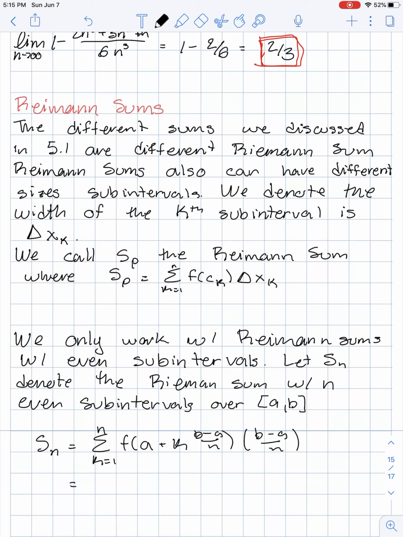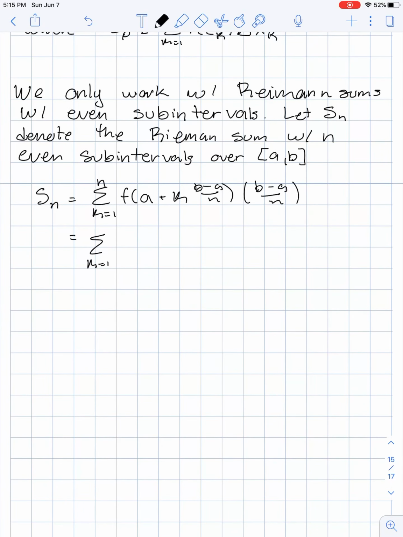And we're going to only work over a to b. So we write S of n is equal to the sum of f of a plus k times b minus a over n, times b minus a over n, as k goes from 1 to n. You're like, what? This is so crazy. I don't understand this. Well, remember b minus a over n is just delta x. So we can just rewrite this as the sum of f of a plus k delta x, times delta x.